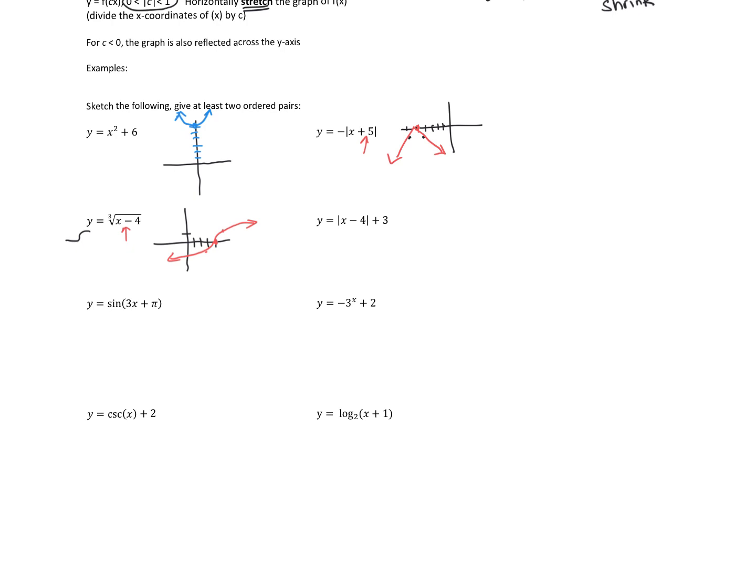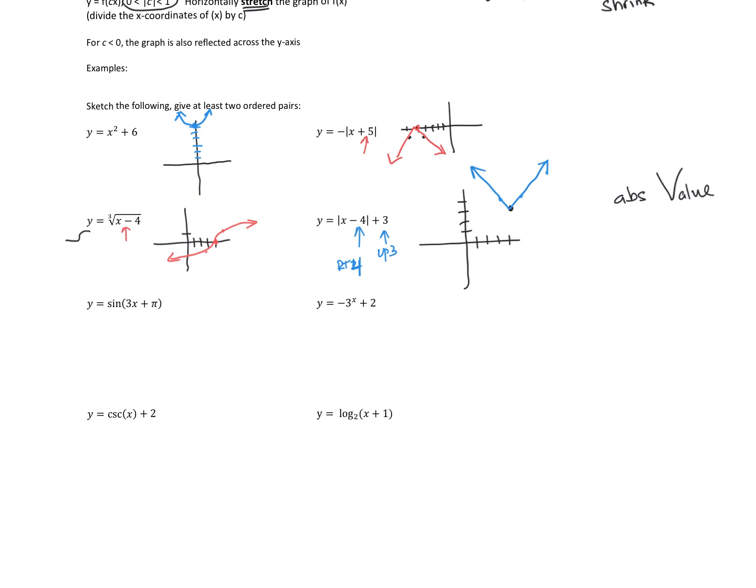All right, here we have another absolute value. We know an absolute value has that V shape. That's how I remember that. This one is going to be to the right 4 and up 3. 1, 2, 3. So our vertex is going to be right here. We know we're going to go up 1 over 1, up 1 over 1, and we get this shape here.